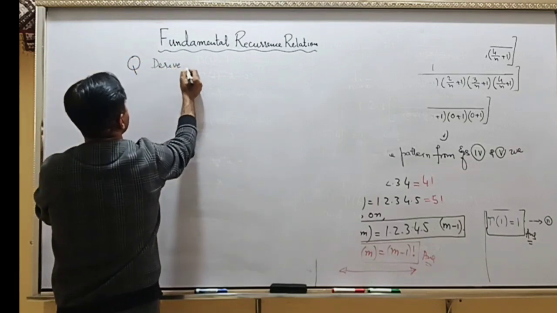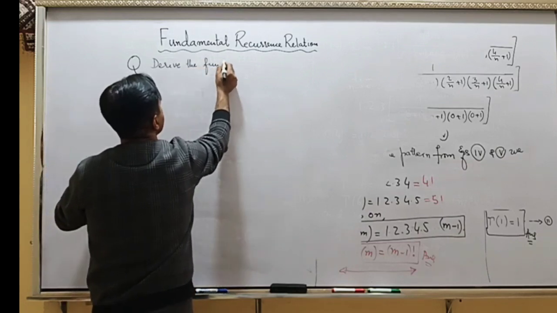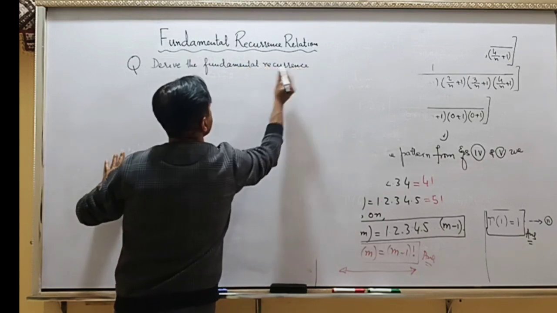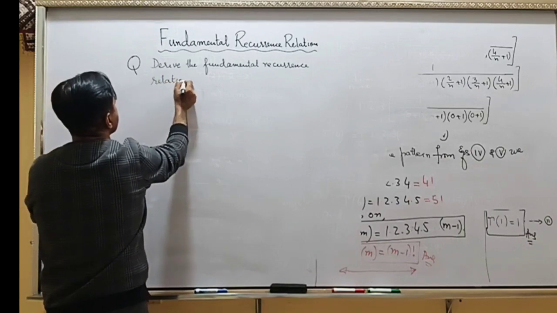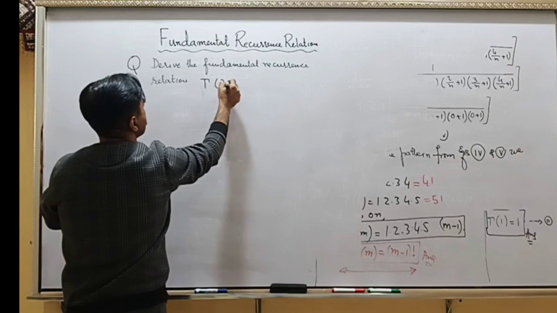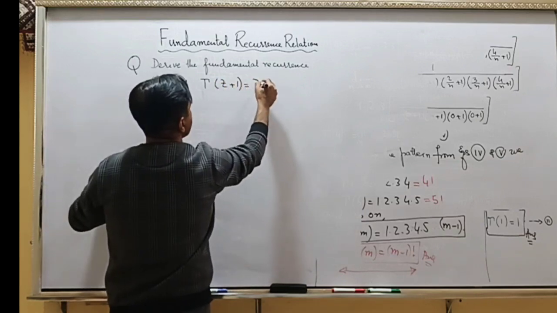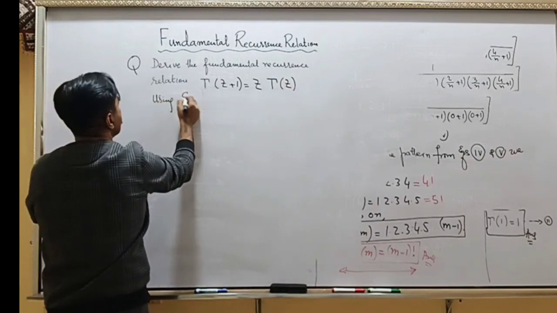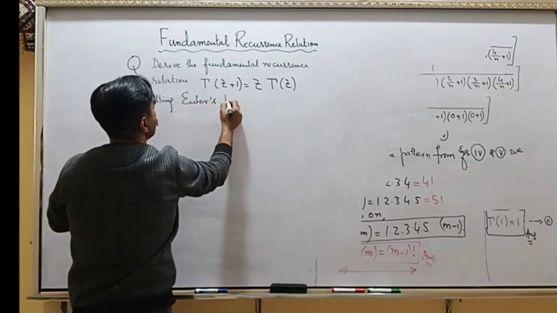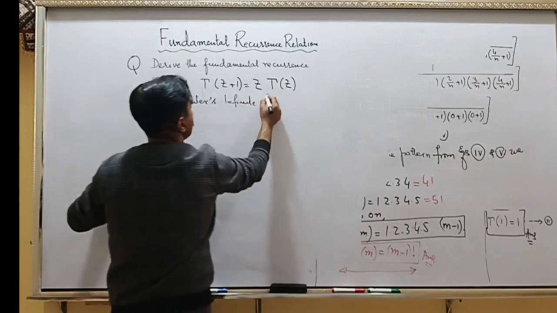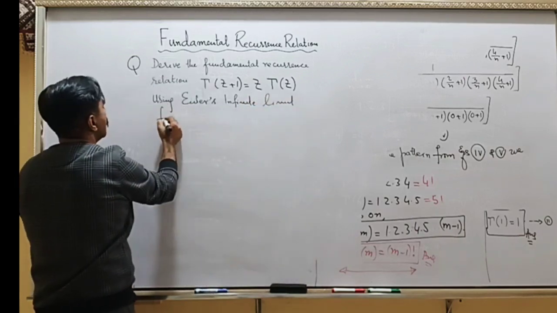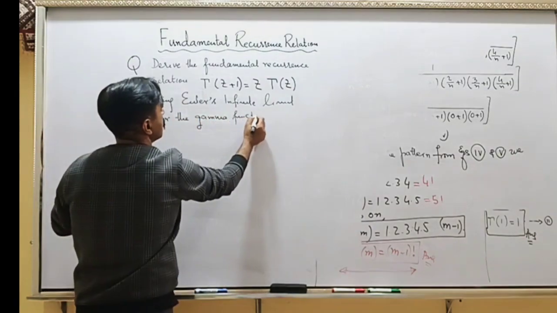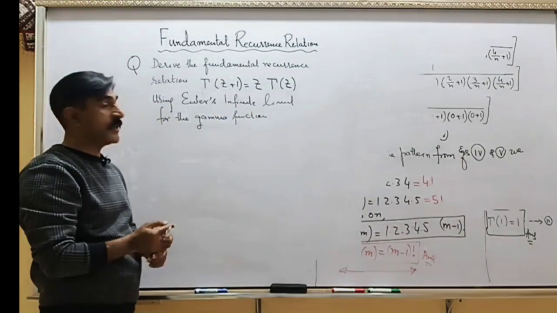Derive the fundamental recurrence relation gamma z plus 1 is equal to z into gamma z using Euler's infinite limit for the gamma function. This is a statement of the question.